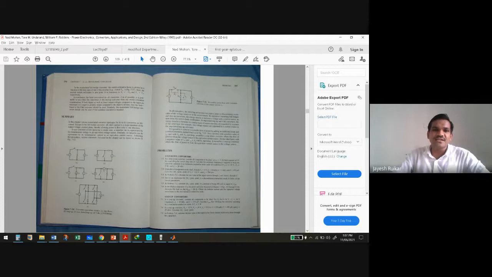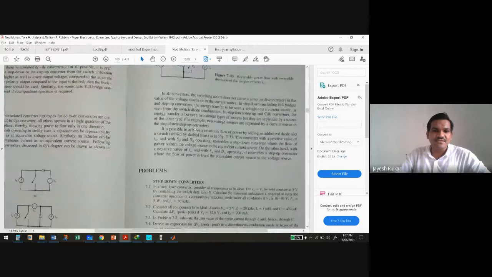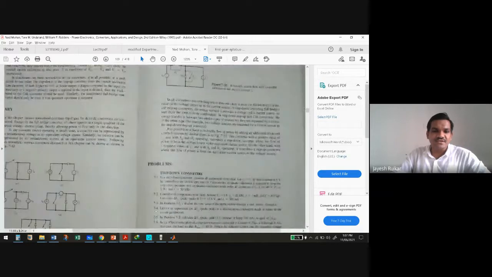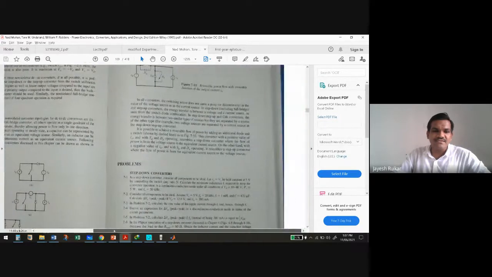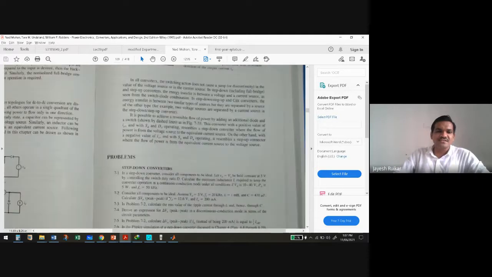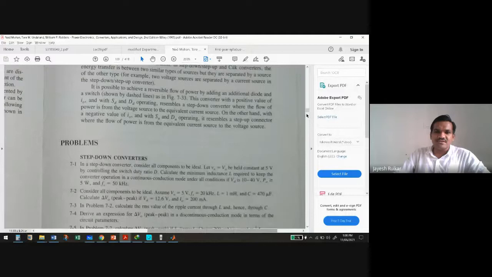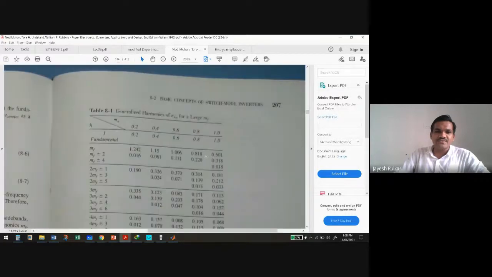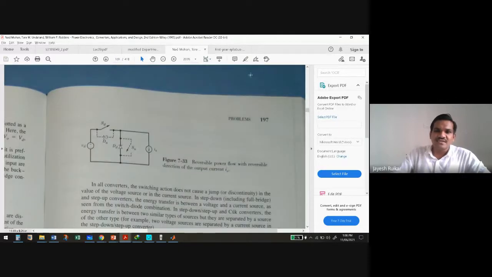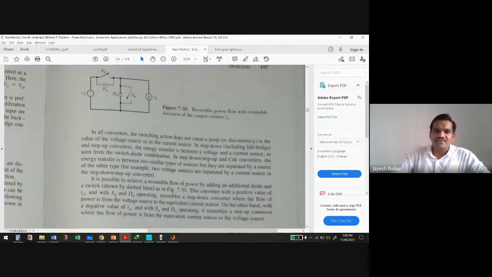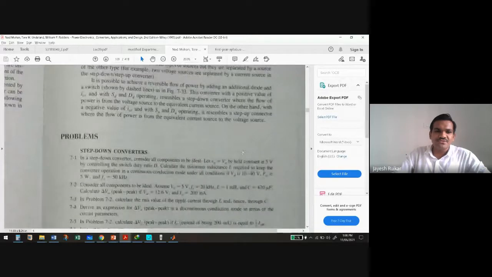On page number 109, you'll see there are solved problems and unsolved problems for step up and step down converters. In that section I couldn't find any design problem, but of course I need some reference, so I have taken this book. You can see example number 2 on page number 109.